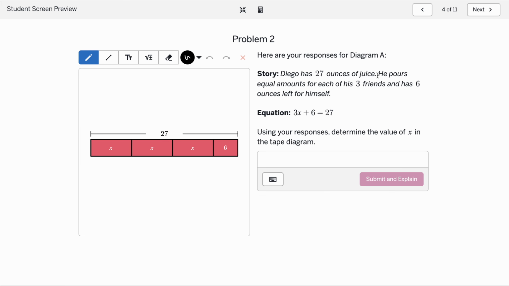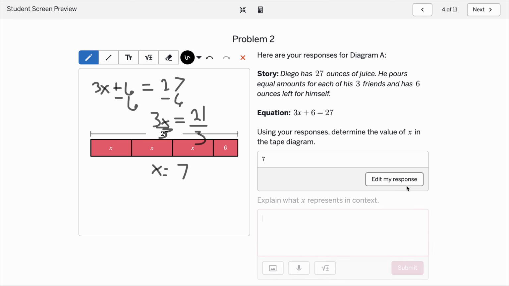So here's my response from diagram A. Diego has 27 ounces. Use my response to determine the value of x. Well, I know that if I have 3x add 6 equals 27, I can subtract 6 from both sides. So now I have 3x equals 27, subtract 6 is 21. I can divide by 3 on both sides. So x equals 21 divided by 3, which is 7.